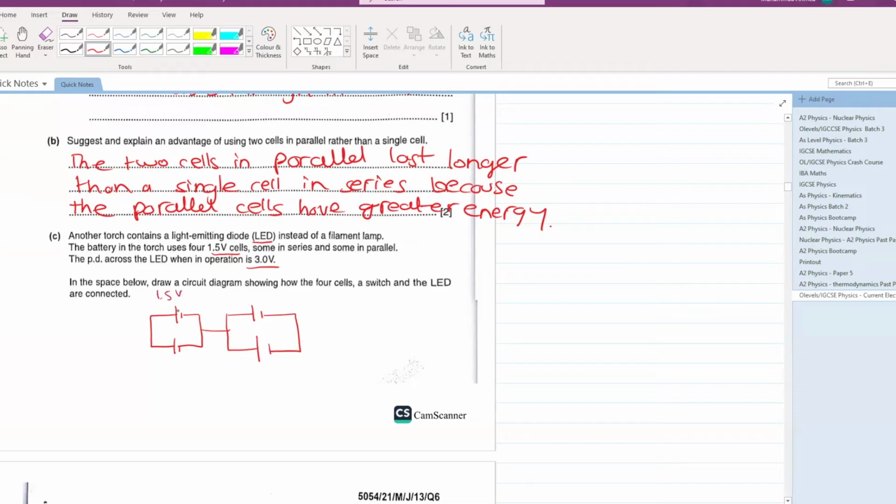This is 1.5, this is 1.5. The total voltage will become 3 volts. And let's say you have a switch like this and an LED like this.